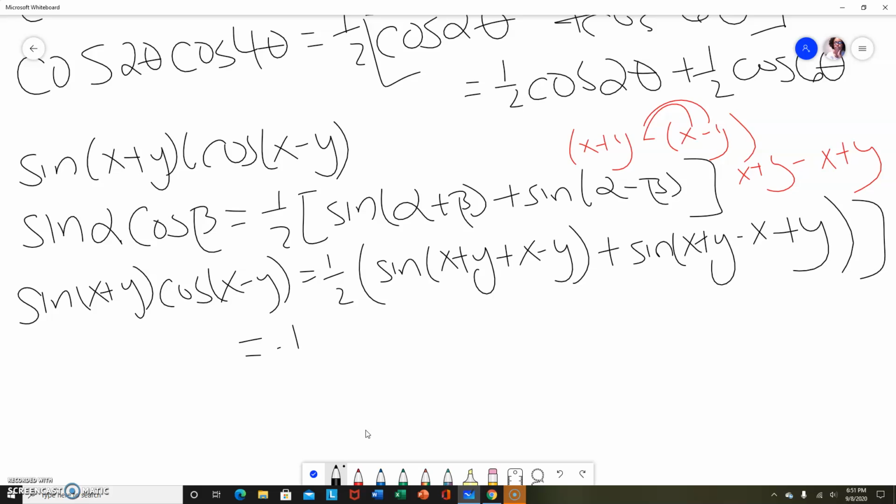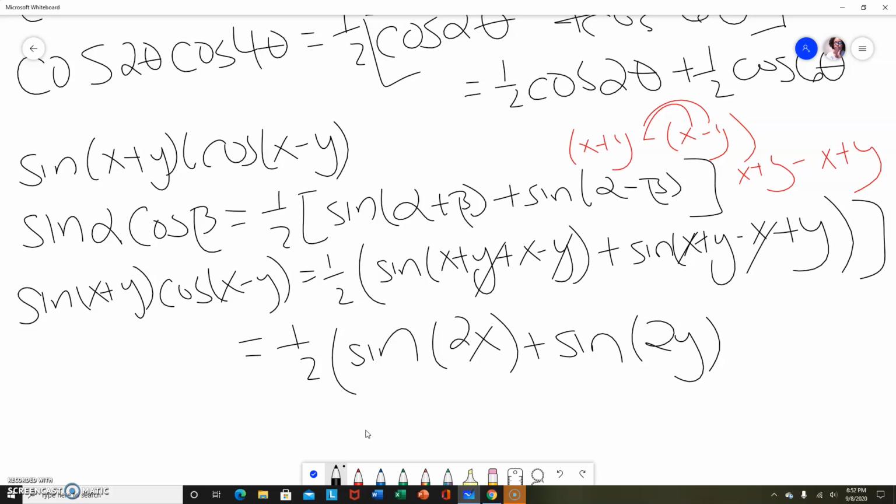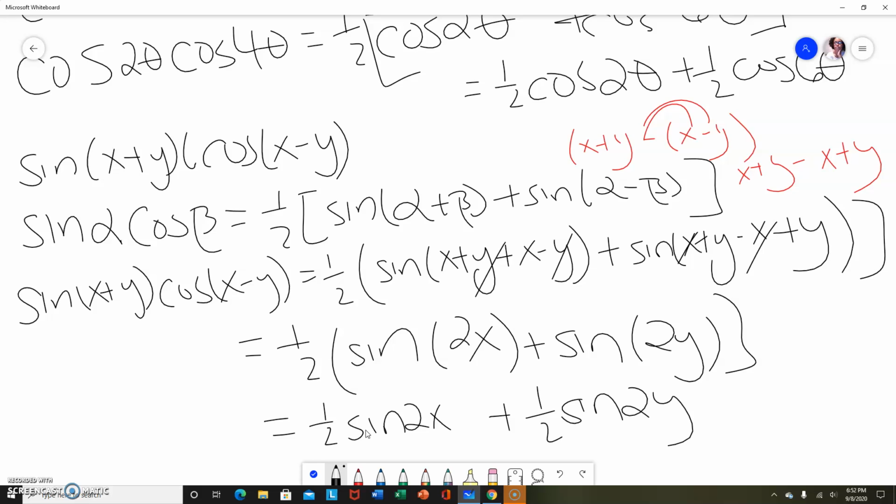And so I get 1/2 of sine, my y's cross out, so I get 2x plus sine, this time it looks like my x's cross out, of 2y, and I can leave it like this, or I can rewrite it as 1/2 sine 2x plus 1/2 sine 2y. And basically, again, all I did is multiply that 1/2 through. Either answer is acceptable. All right, let's try one more.